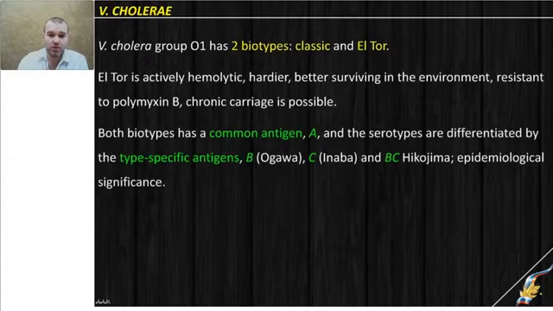The second classification is according to biological properties. Vibrio cholerae O1 group is classified into two biotypes. It is the classic biotype, which caused epidemics and pandemics at the very beginning of history, and the new mutated strain El Tor, actually the same Vibrio cholerae but with some mutation. Differentiation is possible by studying bacterial growth on blood agar. El Tor is actively hemolytic, while classical shows only a small zone of hemolysis.